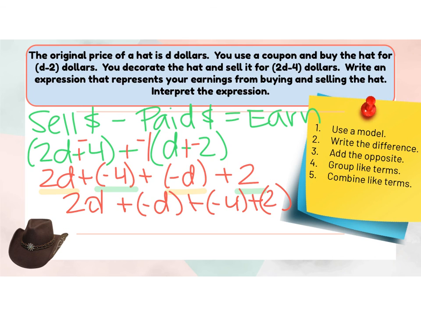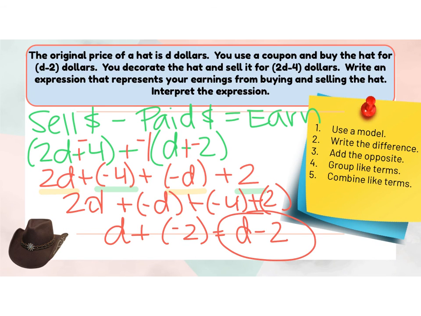2D plus negative D is the same thing as saying 2D minus D, so that's just 1D, plus negative 4 plus 2 is negative 2. I know this is exactly the same thing as saying D minus 2. As far as interpreting this expression, we ended up with earnings of D minus 2, which is exactly the same amount that we bought the hat for, D minus $2. So if we earned as much as we paid, we doubled our investment in this case.